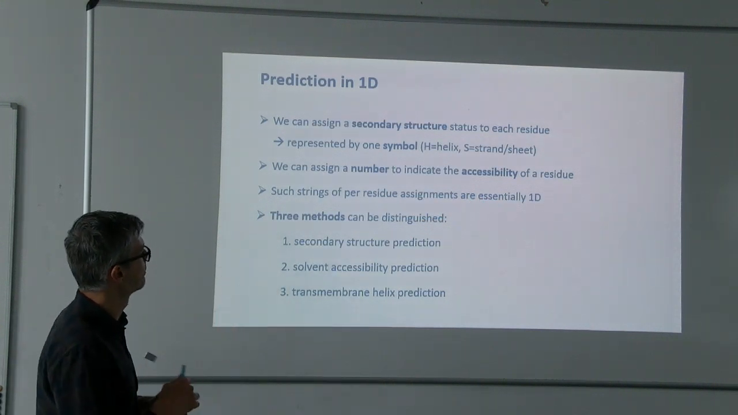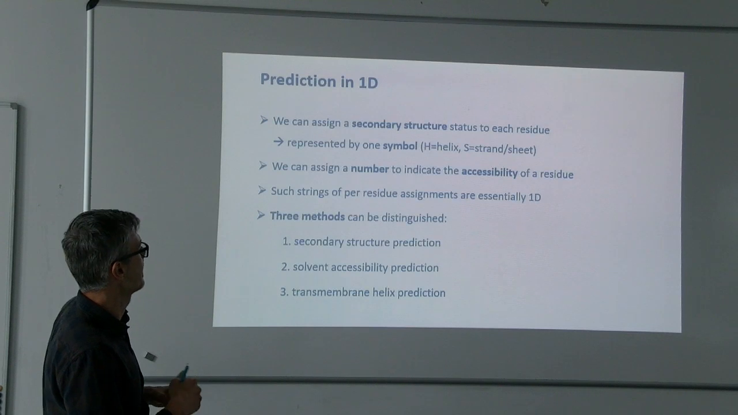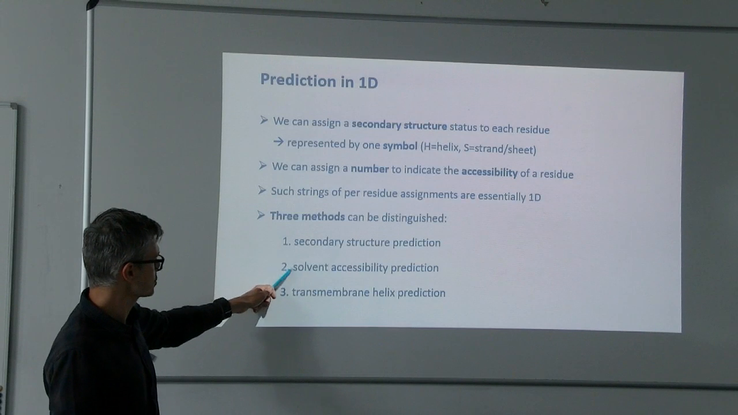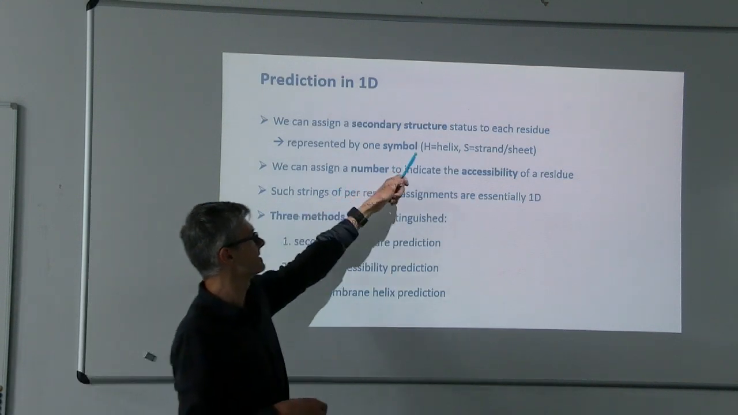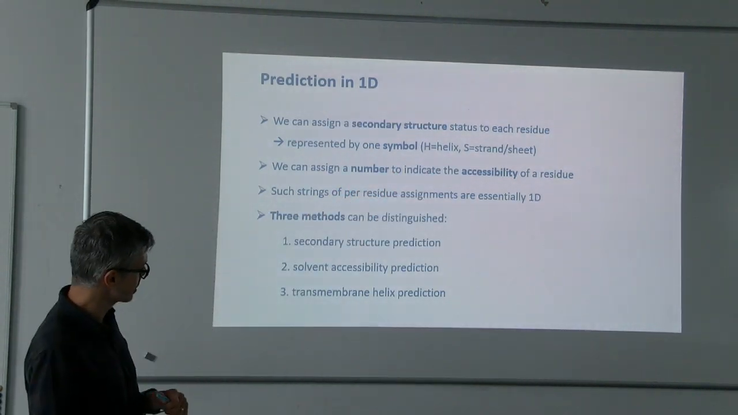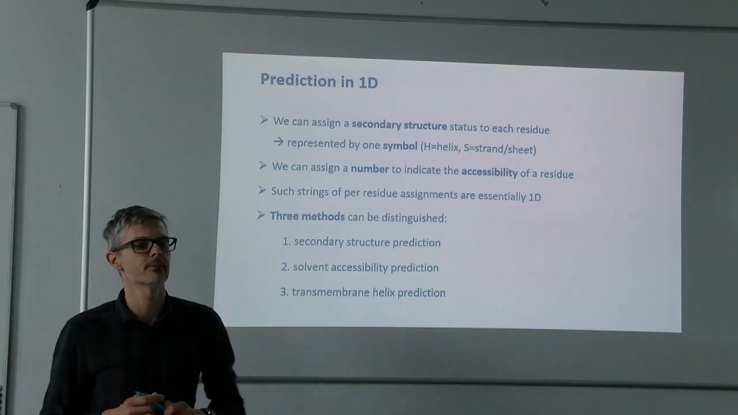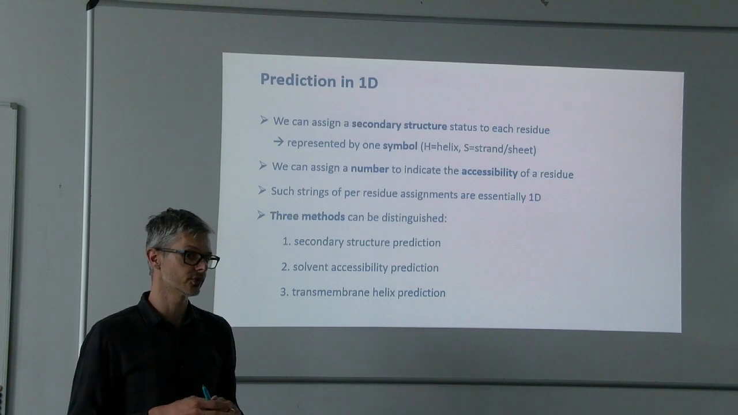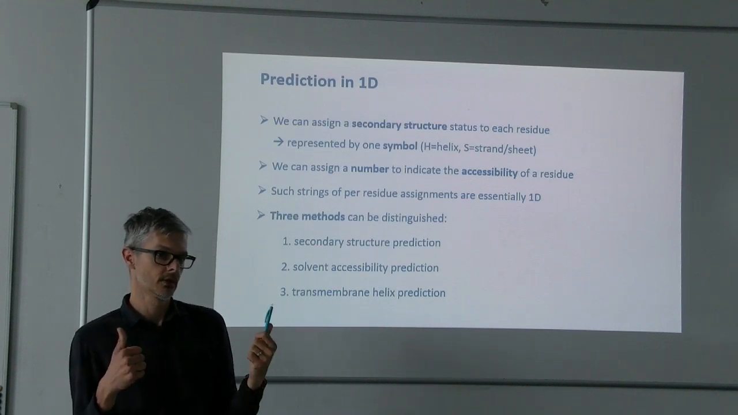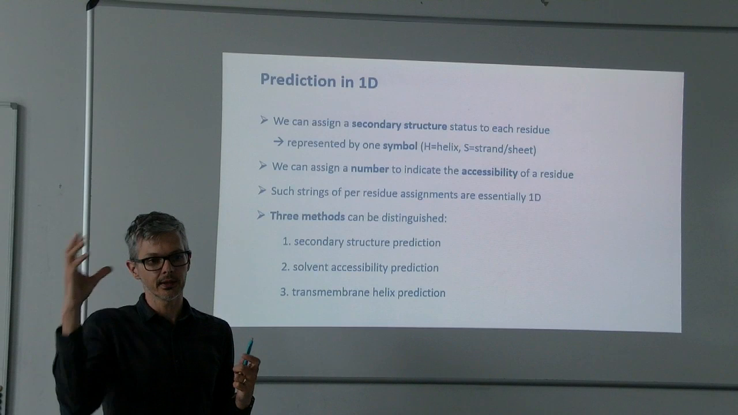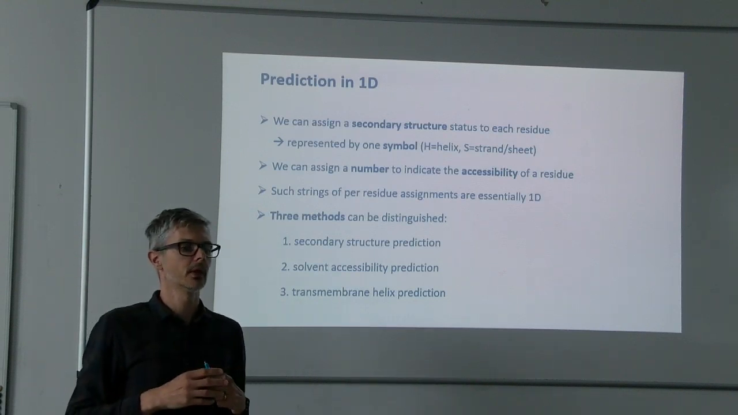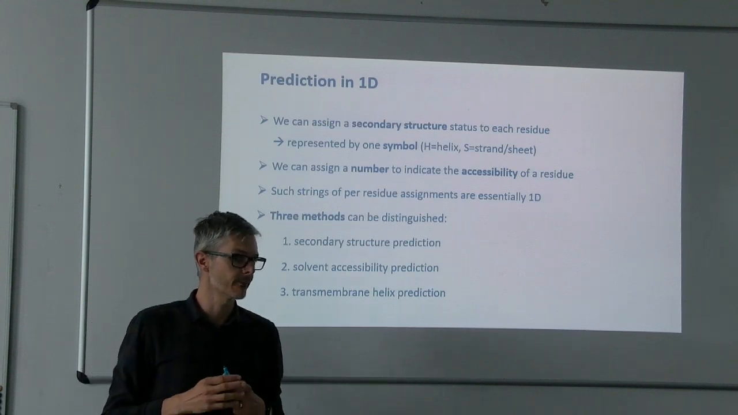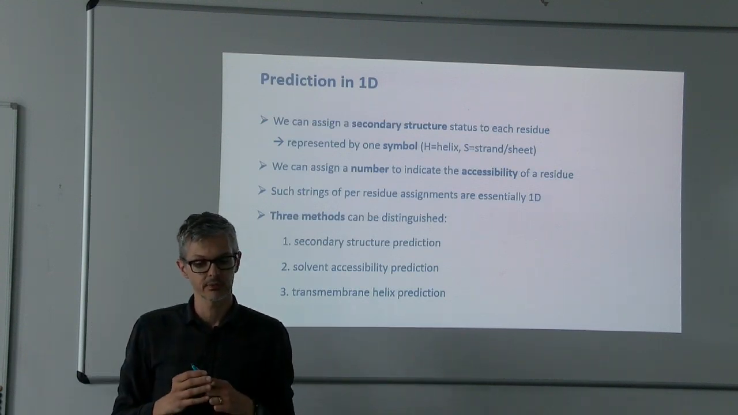What are the three very popular methods that we can find? Secondary structure prediction is of course this one. Solvent accessibility is another one, that's this one, and there's a third one: transmembrane helix prediction. Why is this important? This can be important if you want to know, is my protein in the membrane of my cell, for example? Might it be a receptor? That's, for example, very important if you want to do certain experiments.